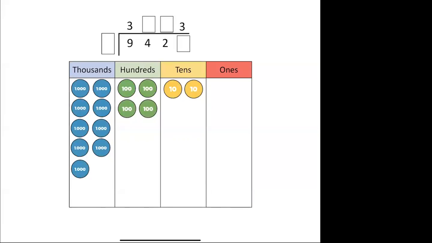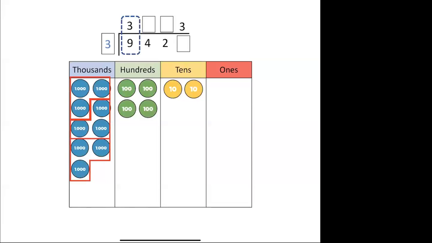Okay, so let's have a think about that one. Well, I can put them into 3 groups of 3. So that tells me what I'm dividing by. It tells me what the number is on the left-hand side of the bus stop. It's called the divisor. That must be a 3 because I've divided them into groups of 3.